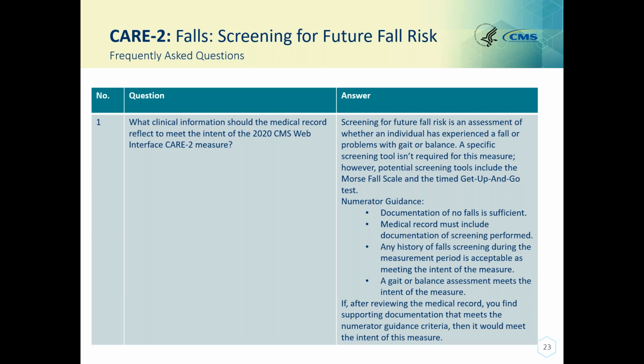The numerator guidance in the measure specifications states that documentation of no falls would be sufficient. Medical record must include documentation of a screening performed. Any history of falls screening during the measurement period is acceptable as meeting the intent of the measure. The gait or balance assessment meets the intent of the measure. If, after reviewing the medical record, you find supporting documentation that meets the numerator guidance criteria, then it would meet the intent of the measure. Next slide, please.